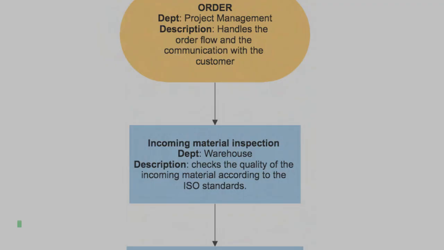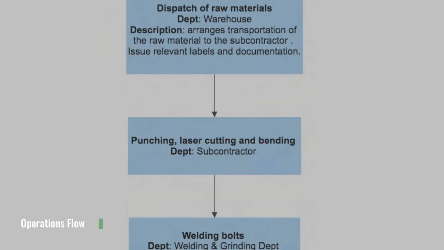Operations flow. The first step of the operations flow is the order. The project management department handles the order flow and the communication with the customer. Then it comes the material inspection. The warehouse department checks the quality of the incoming material according to the ISO standards. Then the warehouse department arranges transportation of the raw material to the subcontractor.